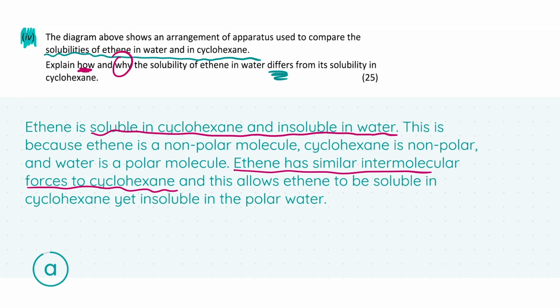The marks for this question were broken down as follows. There was a total of 6 marks going, and you got 3 marks for saying how and 3 marks for saying why the solubility of ethene in water differs from that in cyclohexane. You got 3 marks for saying ethene is soluble in cyclohexane, so this top line up here, and also that it's insoluble in water. And then for this second half of the explanation, you also got 3 marks. So in this instance, you got 3 marks for saying that cyclohexane is nonpolar and water is polar, and that as a result of the fact that ethene has similar intermolecular forces to cyclohexane, that is why it would be soluble in that, but also insoluble in the polar water.